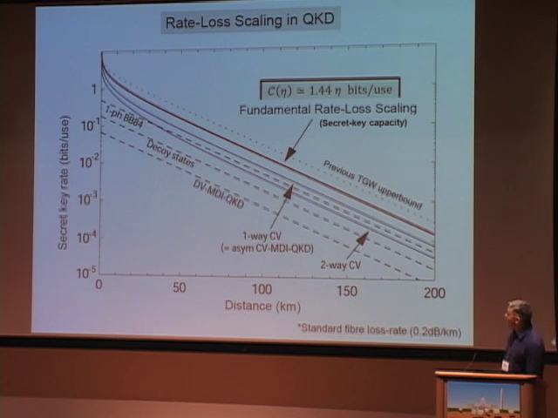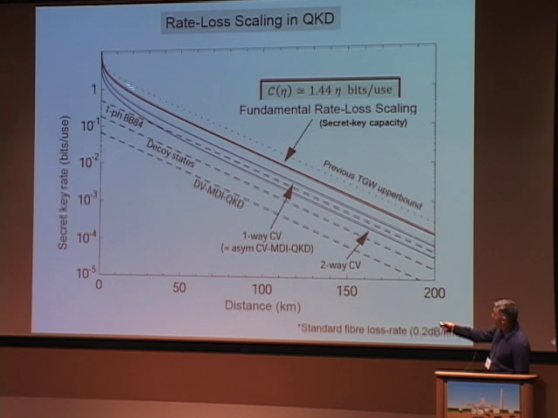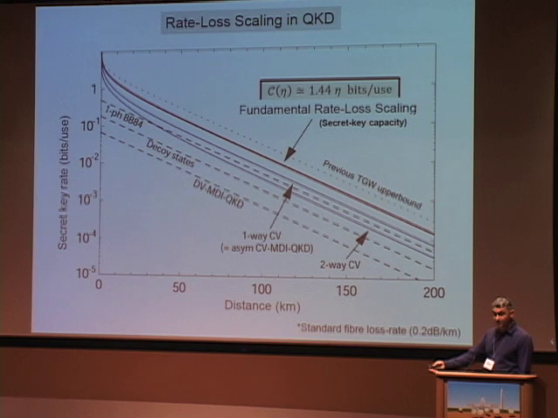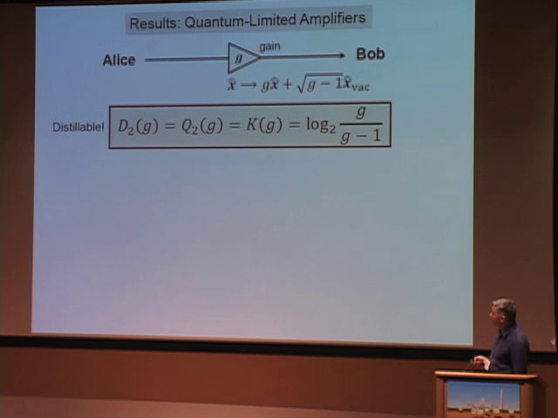Okay. Right. Then we have, so that's important because this gives you really the fundamental rate-loss scaling for QKD, for instance. In this particular case. Then the thermal loss channel. We found the two-way capacities also for quantum-limited amplifiers. If you consider an amplifier with gain G, this is also distillable. And you may find the two-way capacities, which coincide and have this simple formula here in terms of the gain.